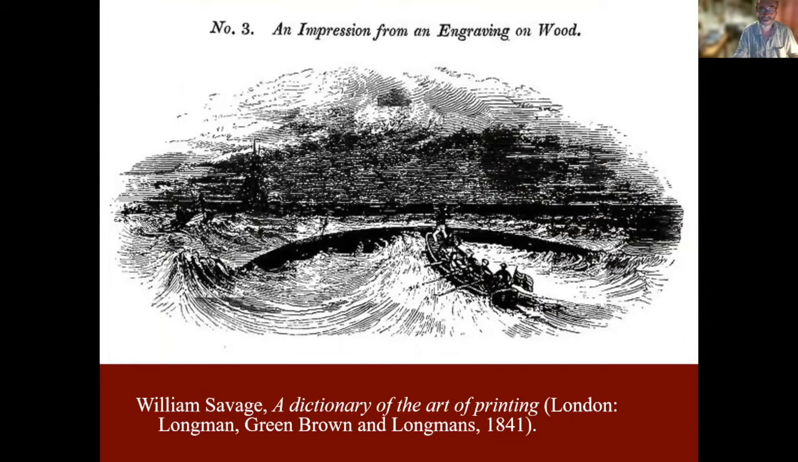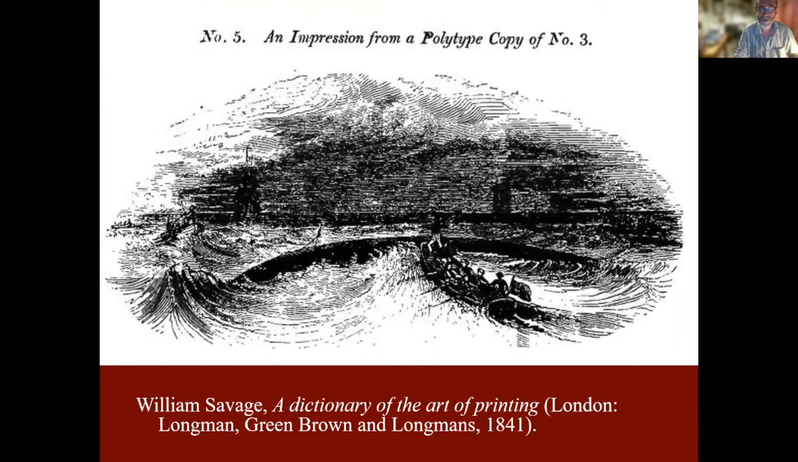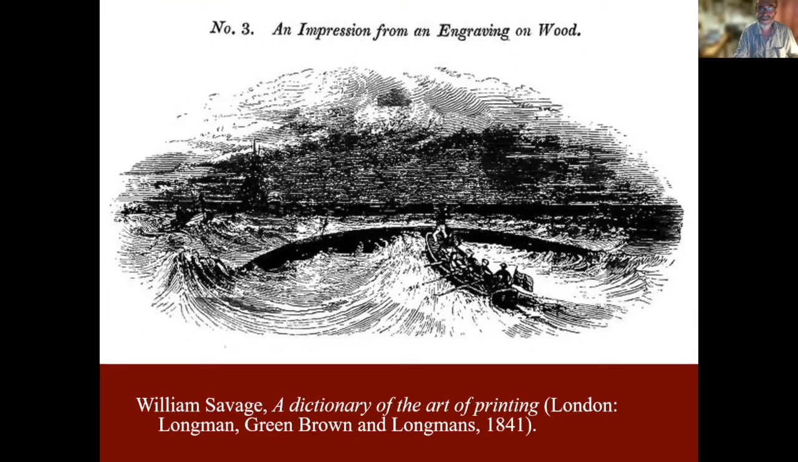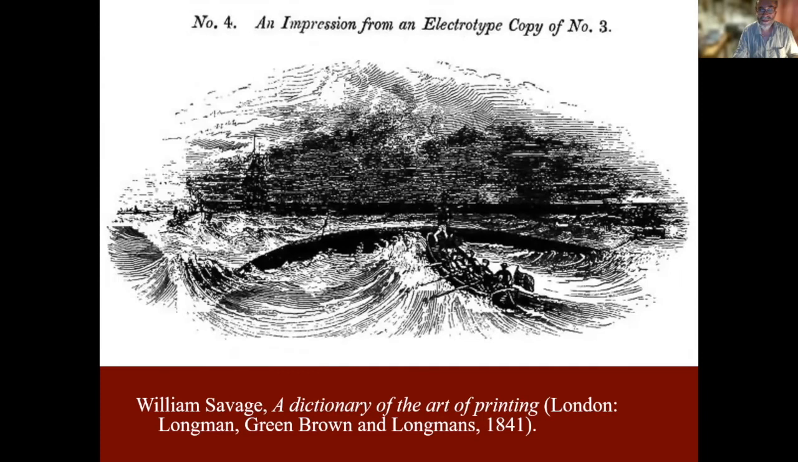So that's an original engraving on wood. That's the polytyped or dabbed copy. There's the engraving on wood again, and there is the electrotype copy, which is rather better. The electrotype was a truer facsimile of the original woodblock, and one might have expected electrotyping to kill dabbing, and indeed it did, but it didn't do so at once, and some blocks were still being sold as polytyped copies until the last 2 decades of the 19th century.